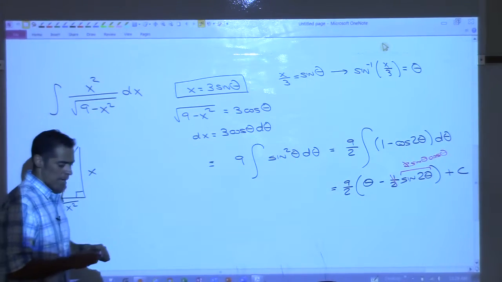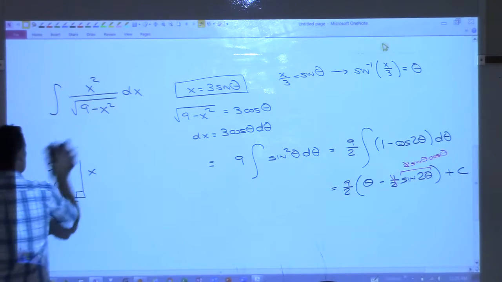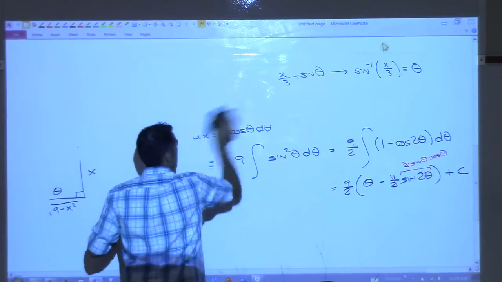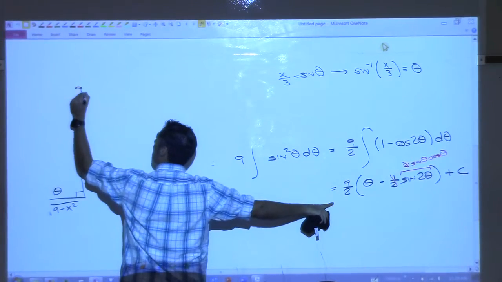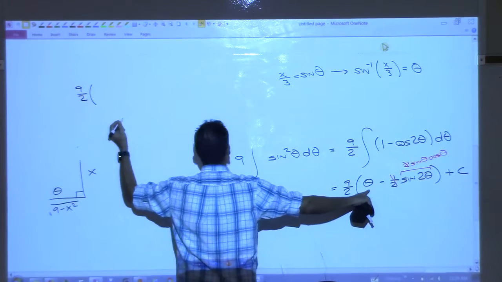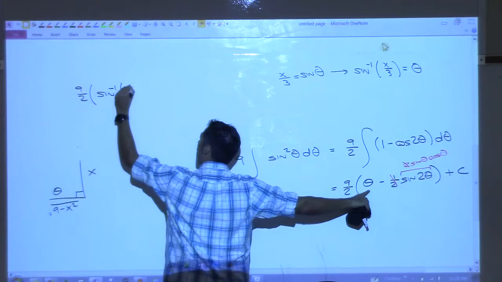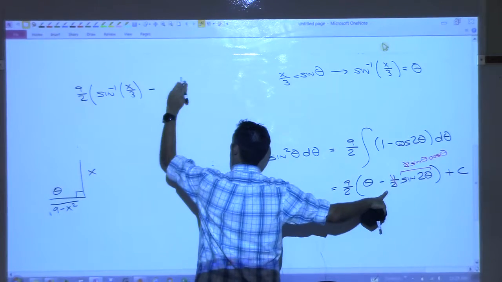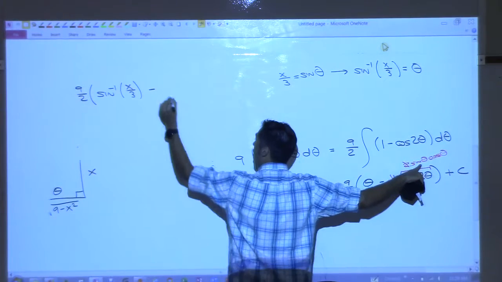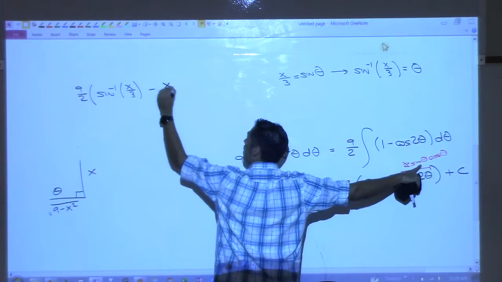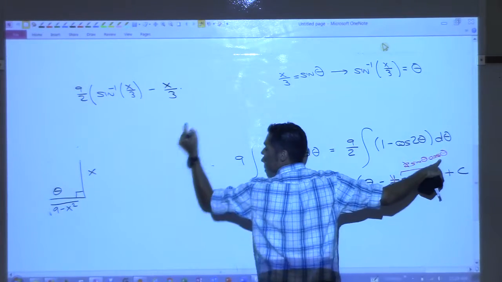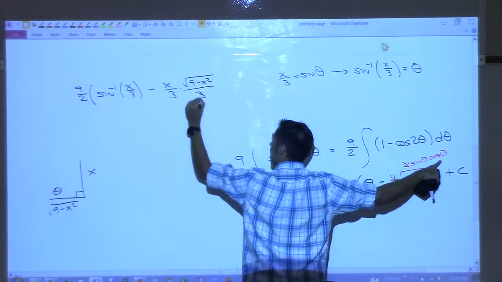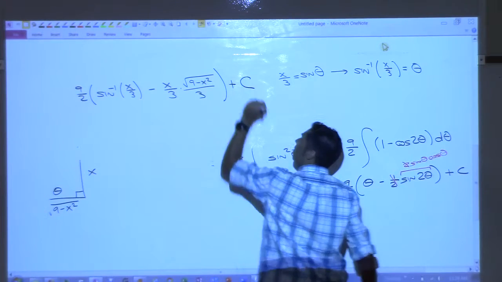All right, I'm going to keep going, yeah? Okay, so I'm about to use that triangle I just erased. But I think I can get it all here. So we should have 9/2. Okay, and then this part right here, theta became arc sine of x over 3. And then the 2 and 2 cancel, so minus. And then now we go to our triangle. Sine of theta, we already knew was x over 3, times cosine of theta, which was the square root of 9 minus x squared over 3. And then plus C.